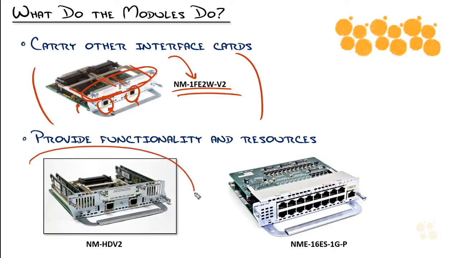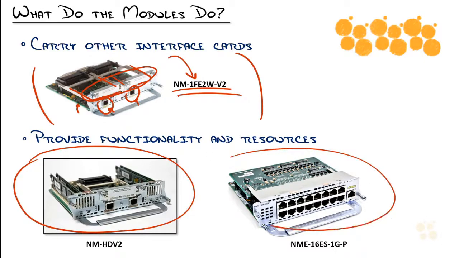Modules can also provide other functionality or resources to your device. For instance, this is an NMHDV2. It provides DSPs, that stands for Digital Signal Processors. So the idea of converting voice into packets takes work, a lot of work. I mean, think about what's happening right now. I'm speaking into this little microphone, and something inside of a computer is like, I think of one of those chefs with the Jinsu knives. It's chopping up all my words into these tiny little 20 millisecond packets, right?